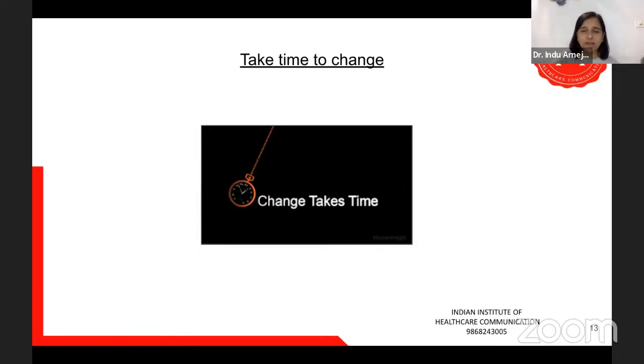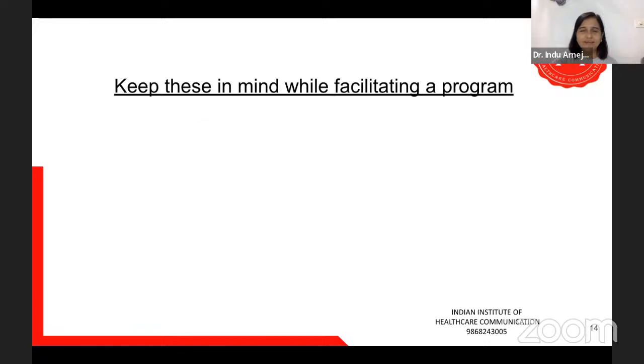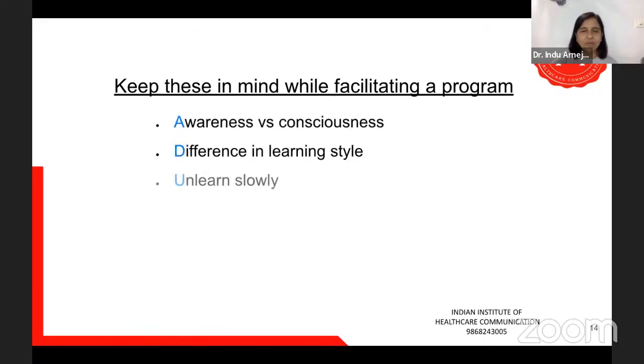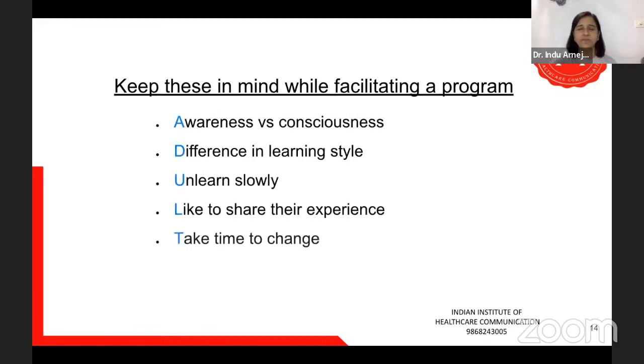So if I join ADULT, please remember, this is an acronym for adult learning. A is awareness versus consciousness. D is difference in learning style. U is unlearn slowly. L is like to share their experience, and T is they take time to change. So if you remember this, you will remember that when I plan my program and facilitate a program, these are the things I have to keep in mind.